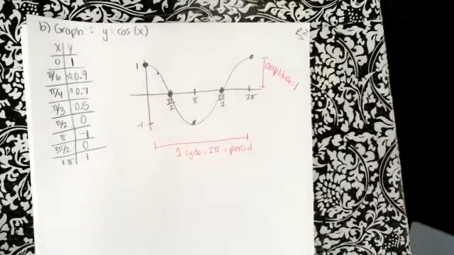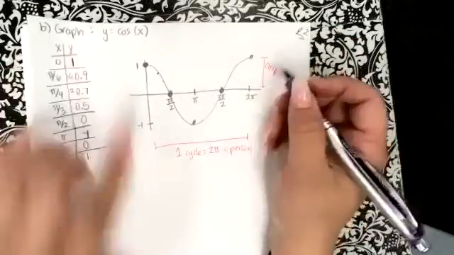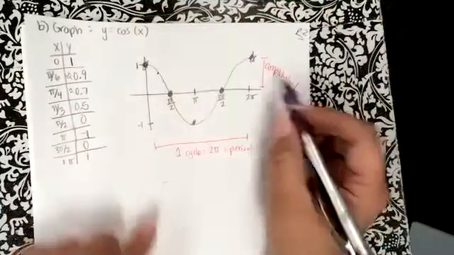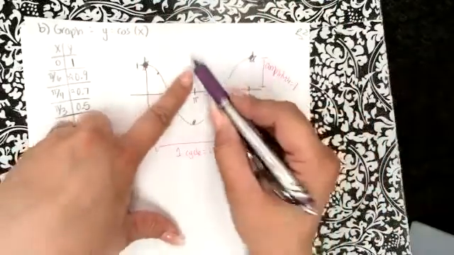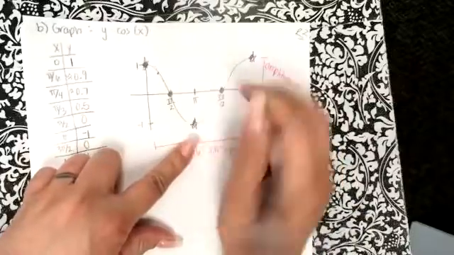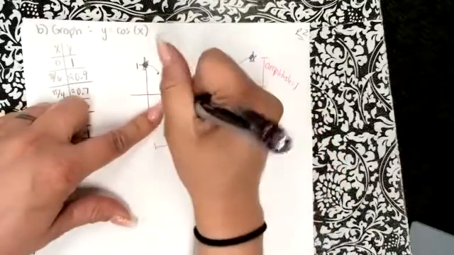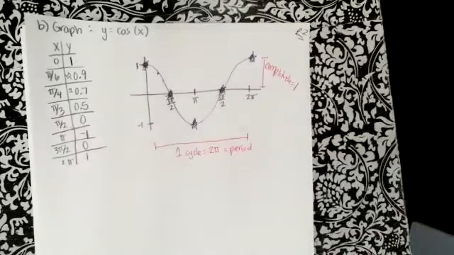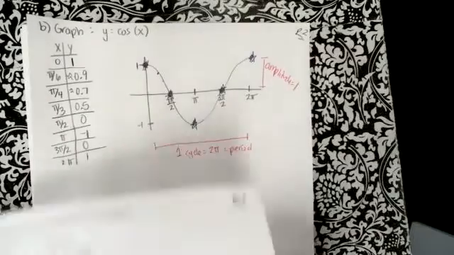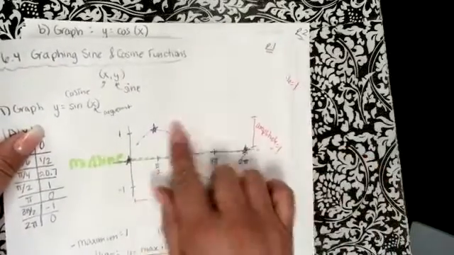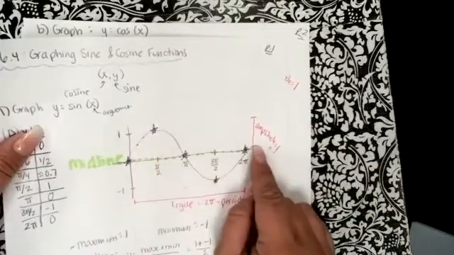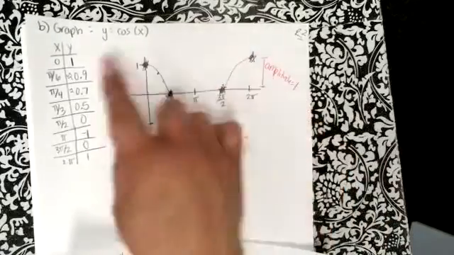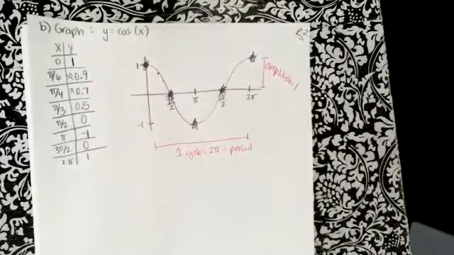Now you have to remember these 5 points for the cosine. Cosine starts at 1, ends at 1. It has a minimum halfway, which means it crosses the x-axis halfway in between. Now look how similar it looks to the sine graph. The sine starts at 0, ends at 0, but cosine starts at 1, ends at 1. So they are very, very similar.